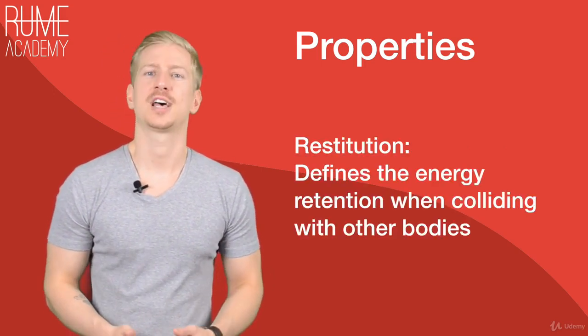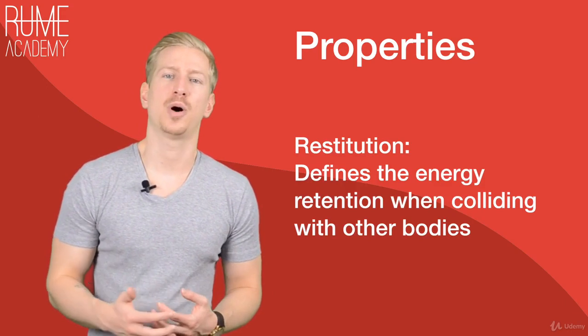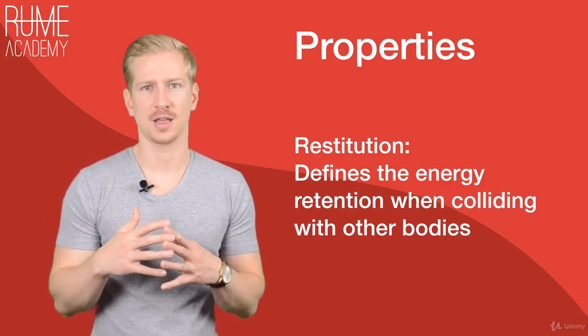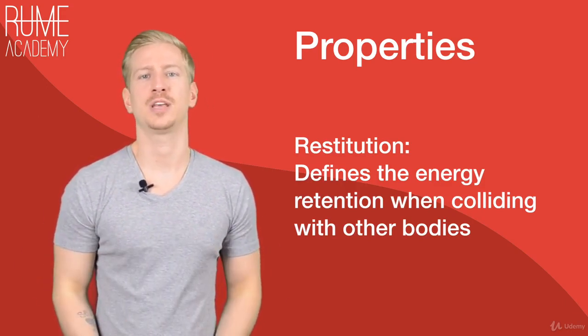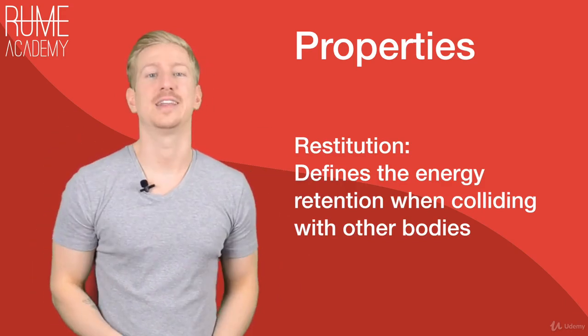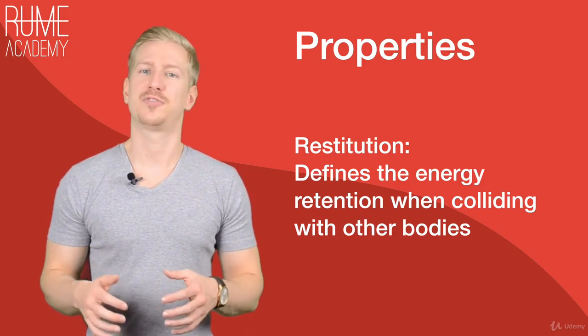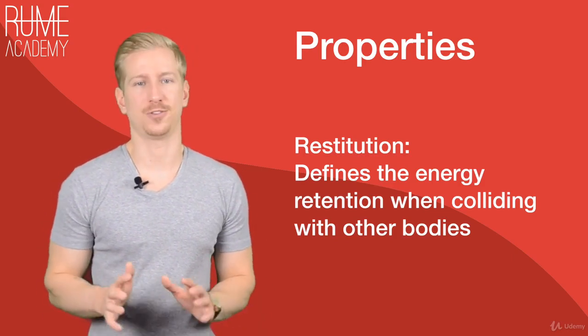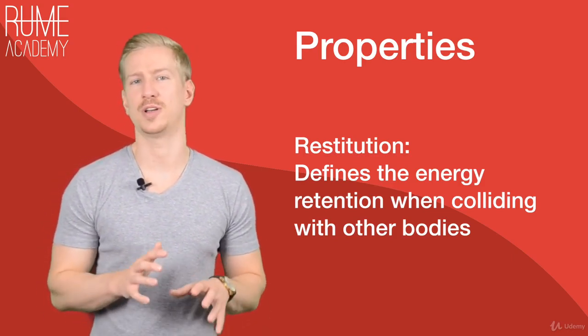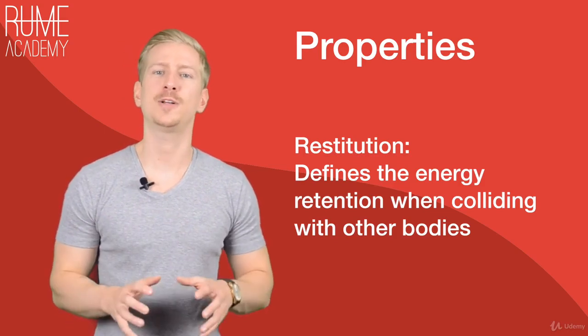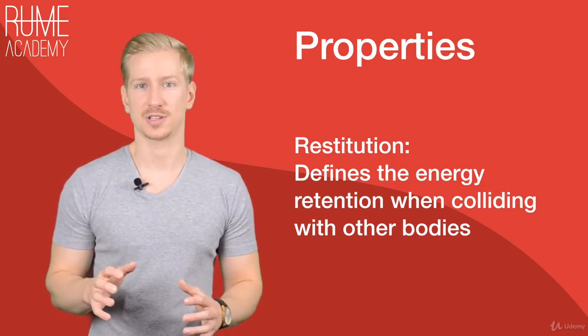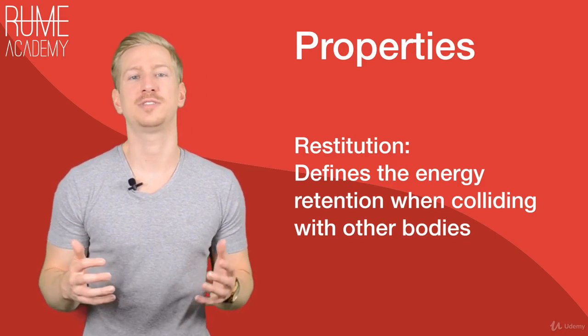Restitution defines how much energy a body retains after colliding with another physics body, meaning how bouncy it is. If you set restitution to 0.0, the physics body will not bounce back at all. And if you set it to 1.0, it will bounce back with the same force that it had when it collided with the other body.